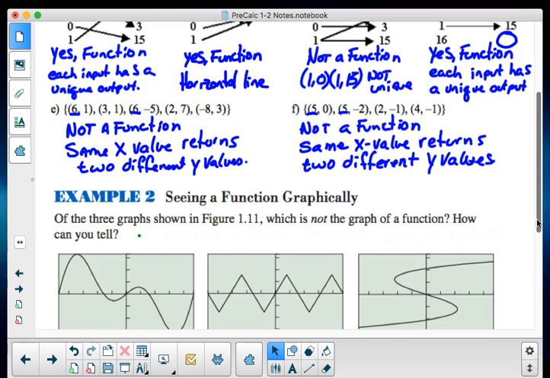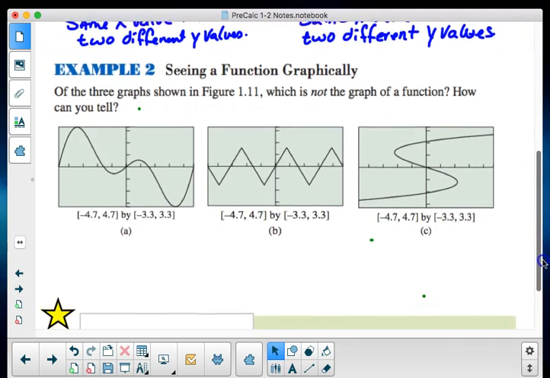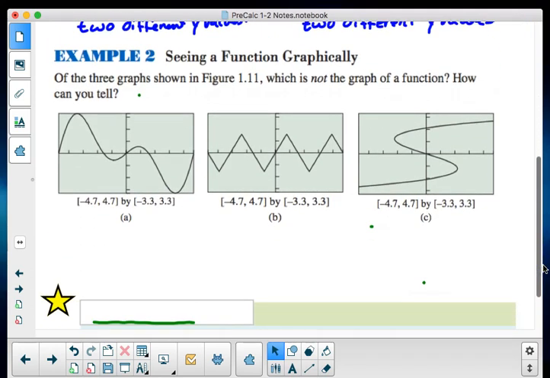Now, graphically, from the information we got here, you decide which one of the three is a function or not, and put the letter right there after the question mark. And then how can you tell?